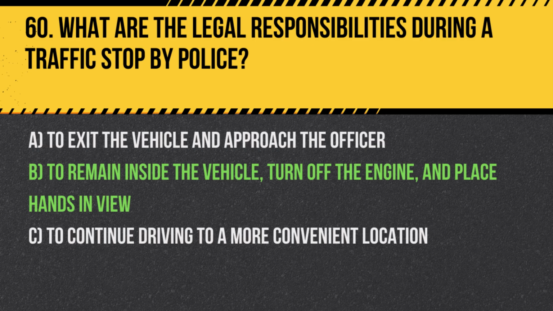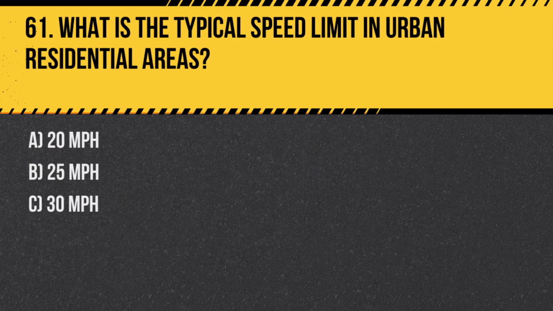Answer B. To remain inside the vehicle, turn off the engine, and place hands in view. During a traffic stop, it's important for safety to stay inside your vehicle, turn off the engine, and keep your hands visible, usually on the steering wheel. Question 61. What is the typical speed limit in urban residential areas?